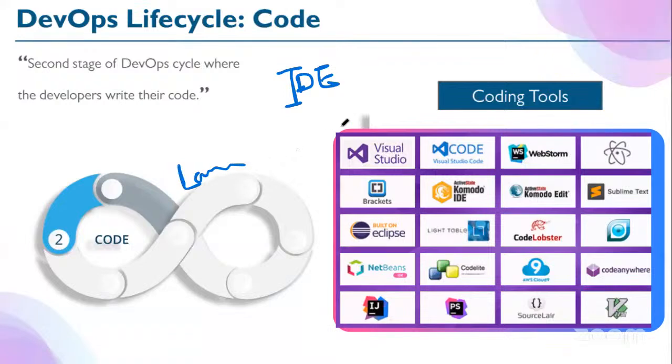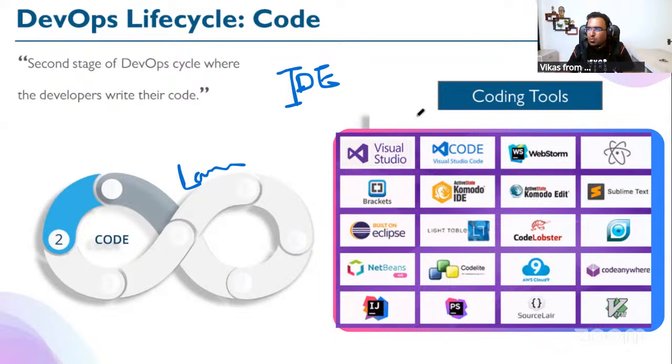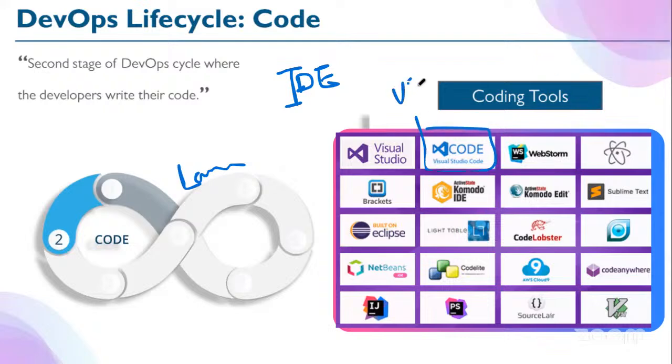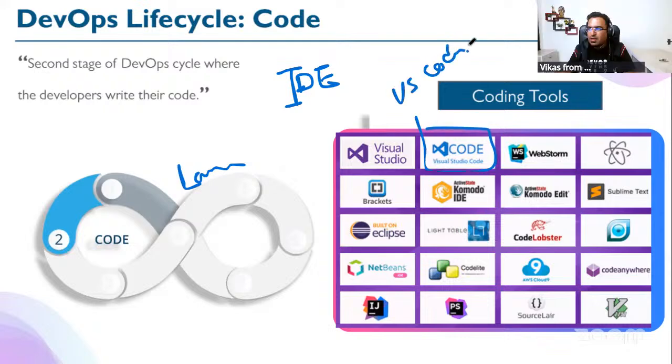Yes or no? Correct. If you are a DevOps engineer, we need a single tool to open all the code. What is that tool? Visual Studio Code. 100% of DevOps engineers will use this tool for viewing, editing, or making any changes to the code. So for DevOps, yes, Visual Studio Code is the tool which has to be used.